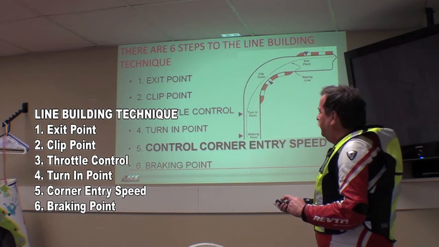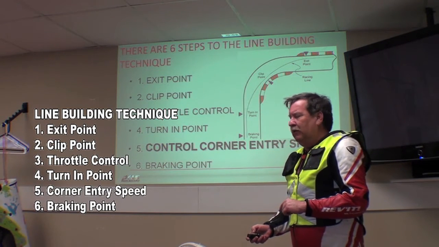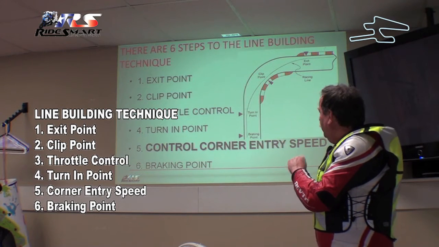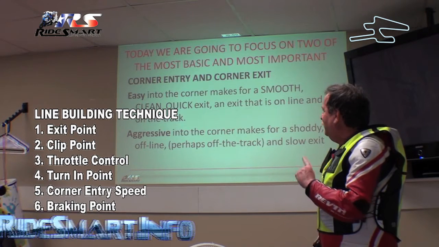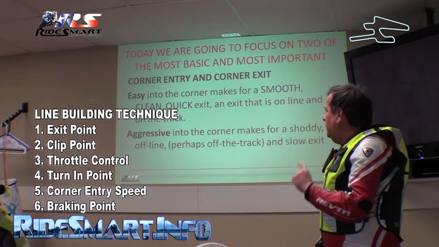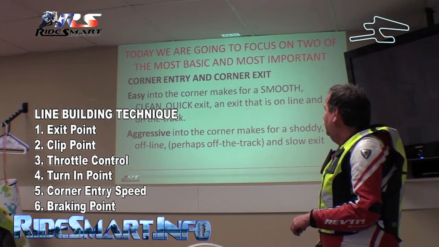I got that in big bold letters. That's because 1, 2, 3, 4, and 6 we'll talk about in level 2 when you get into there. I'm only worried about corner entry speed. You can control the corner entry speed. That's the most important one. Easy into the corner, it's a smooth, clean, quick exit.